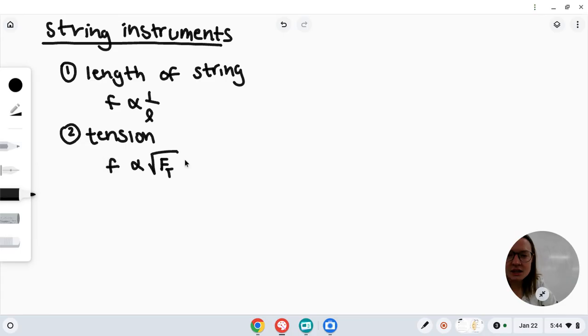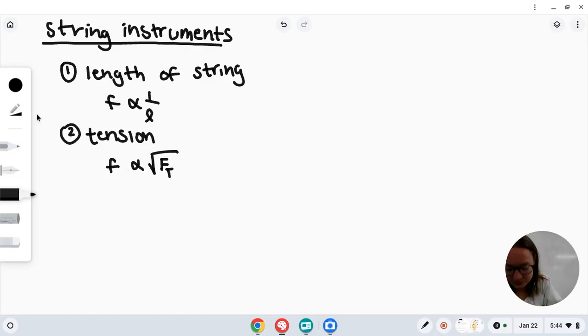A tighter string has a higher frequency. As the tension goes down, the resonance frequency will also go down. This should make some amount of sense to you. A really, really tight string will try to snap back into place way quicker than a really, really loosey-goosey string. And so one that tries to snap back into place way quicker is going to have a higher resonance frequency. One that is a little loosey-goosey takes its time getting back to its regular place, and that one is going to have a lower resonance frequency.